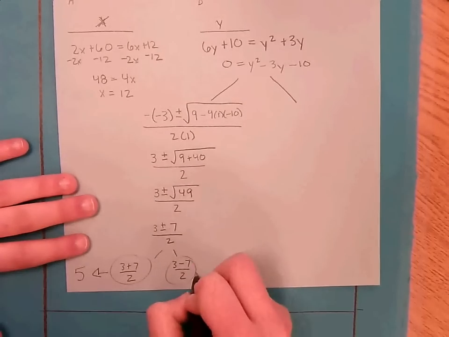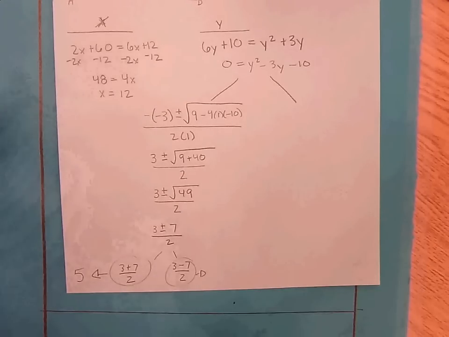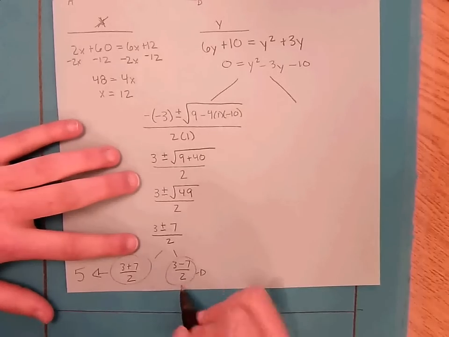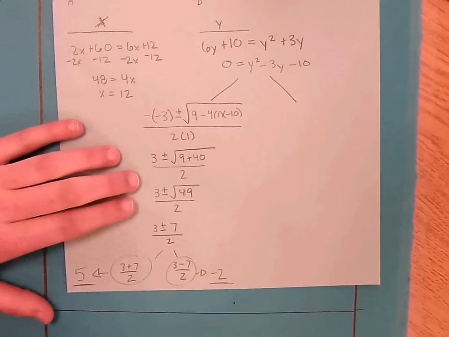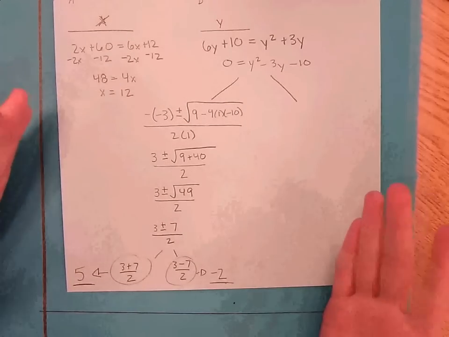This right here, the top is going to be negative 4. Now don't worry about the negatives, because they may or may not work, and we'll figure that out when we try and solve for the lengths. So we have negative 4 on the top divided by 2, so we get a negative 2. So these would be our possible y values. That was the quadratic formula way.